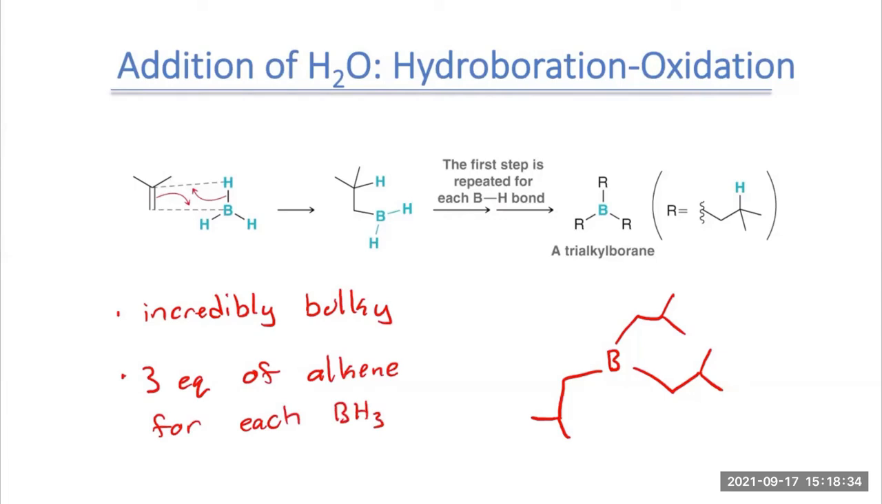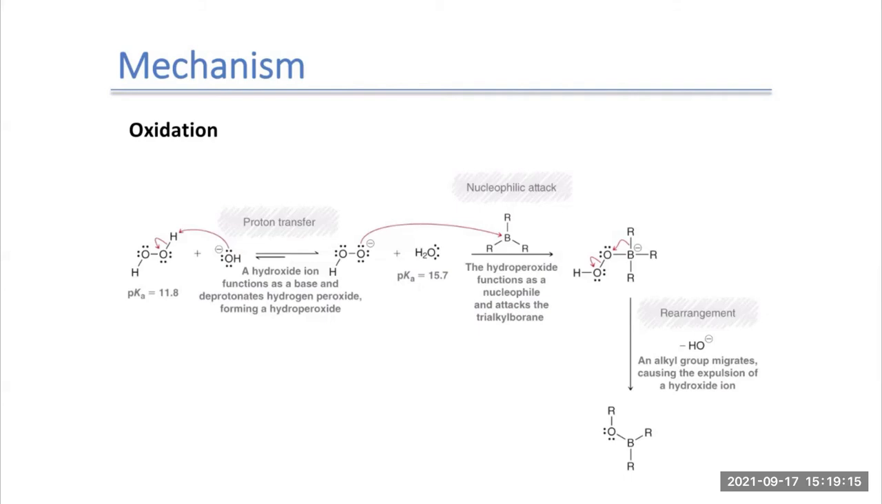I also want to point out that the boron and the hydrogen, they add to the same side of the molecule. So this is a syn addition. And the next step in the mechanism is the oxidation. We got to do that step 2. So here's where we have our hydrogen peroxide and our base. And so the hydrogen peroxide and base will react to form our hydroperoxide. And this then goes and attacks the boron of our trialkyl borane that we just made.